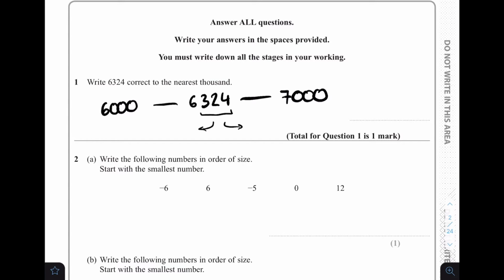Now we would round up to 7,000 if this portion here was 500 or more. So because we know that it's less than 500, we can round it down to the nearest 1,000, which is 6,000. So your answer here is 6,000.